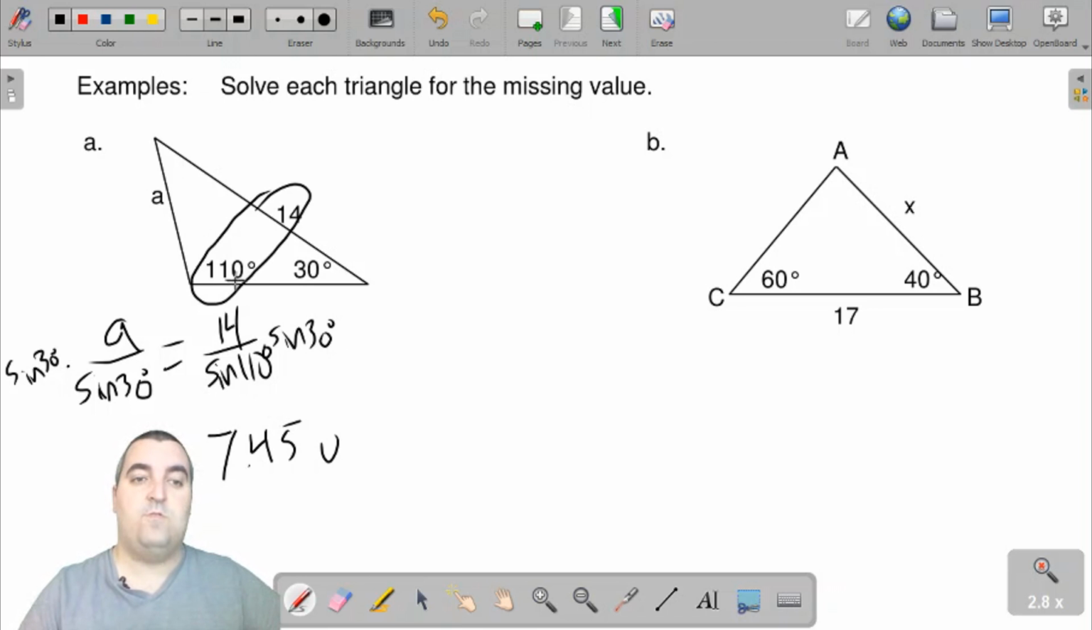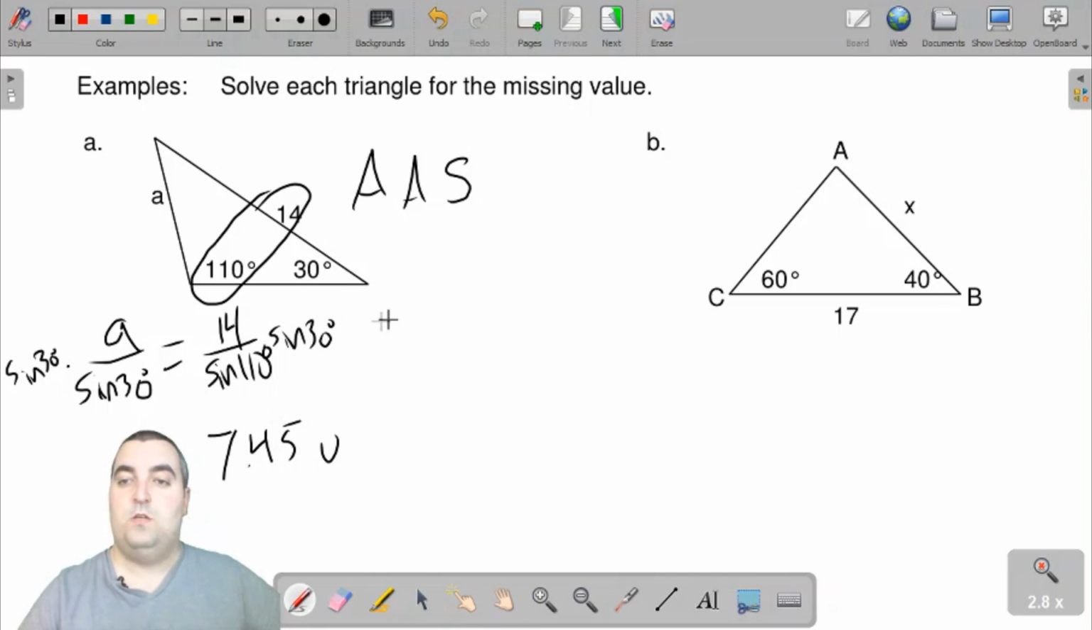Okay. So yeah, fairly straightforward. You can see here we were given an angle and a side. So this is one of those cases where we can always use law of sines, when we're given two angles and then the side next to technically either one of the two angles.